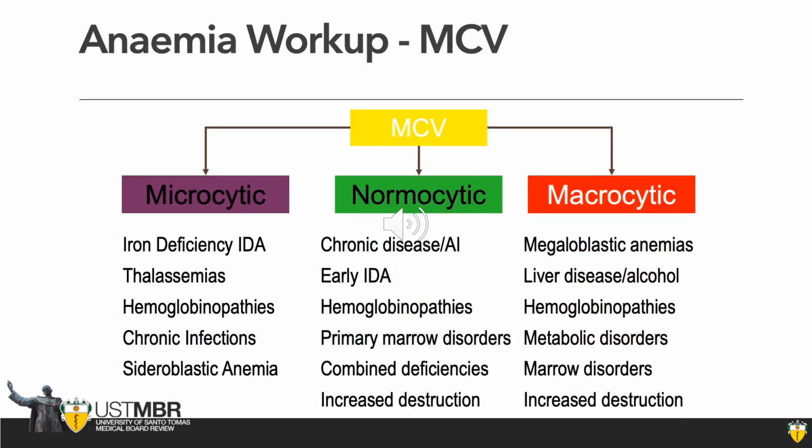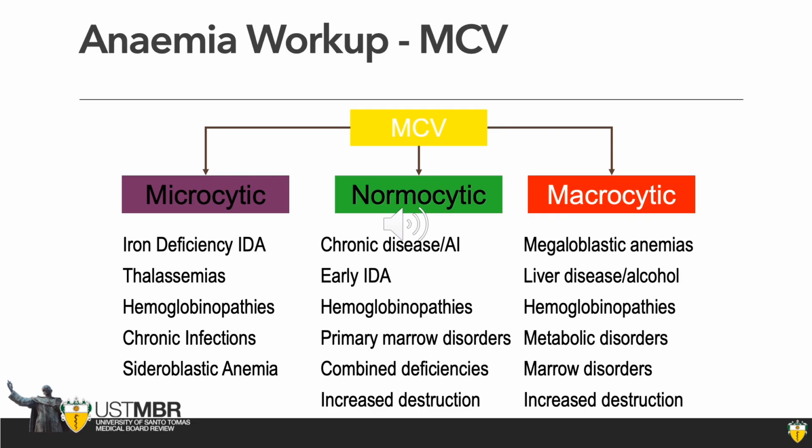In this slide, you'll see the use of MCV, and it will help us in our differential diagnosis. For microcytic anemia, the most common would be iron deficiency anemia and thalassemias, while other hemoglobinopathies, chronic infection, and sideroblastic anemias may also cause microcytic anemia.